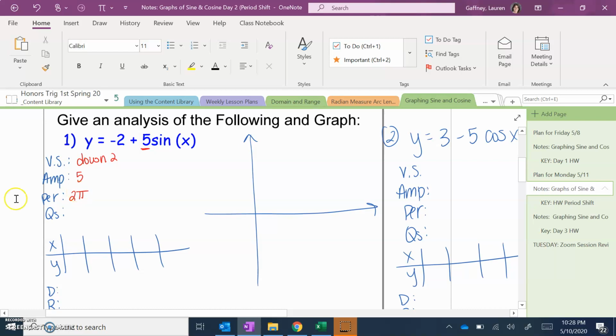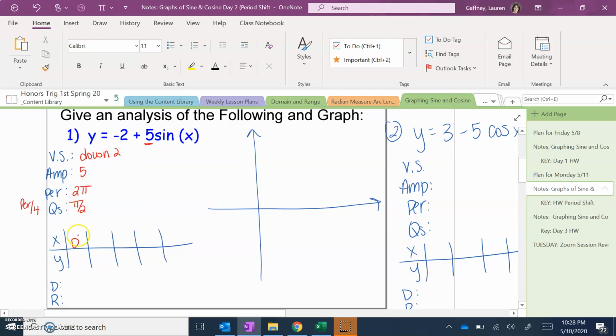Okay, and then your quarters, you take whatever your period is divided by 4. So if I take 2 pi over 4, that's simply pi over 2. So far, we always start at 0, and then we count by our quarters. So we add pi over 2 on, you add pi over 2 onto that, you get pi, add another pi over 2, you get 3 pi over 2, add another pi over 2, you get 2 pi.